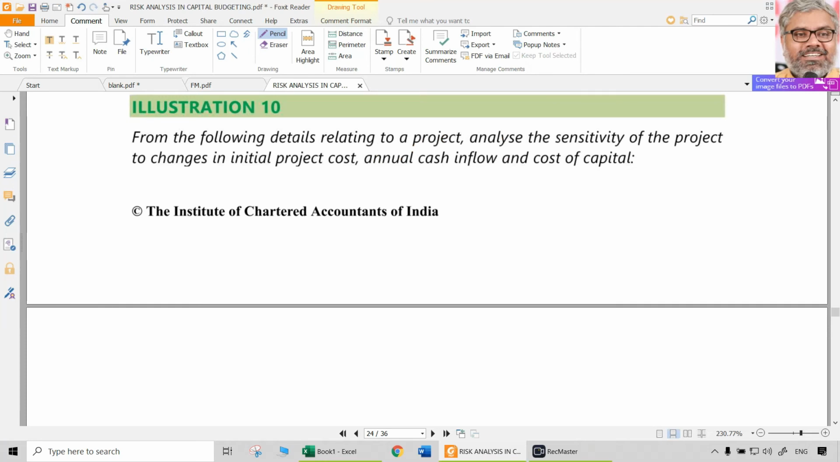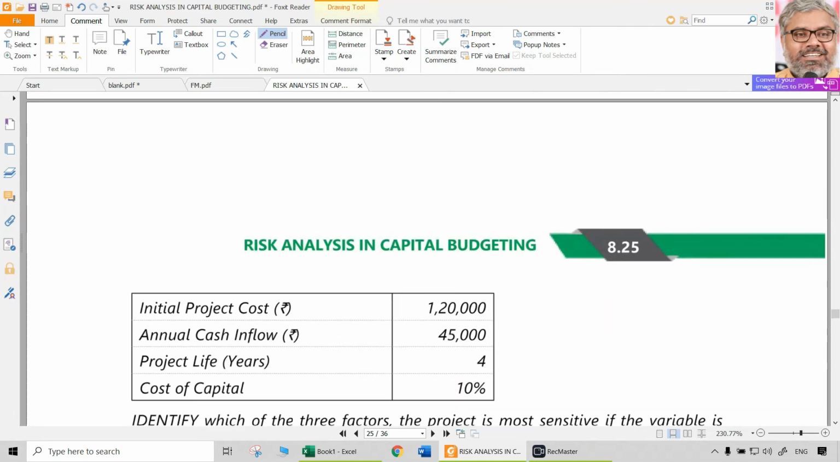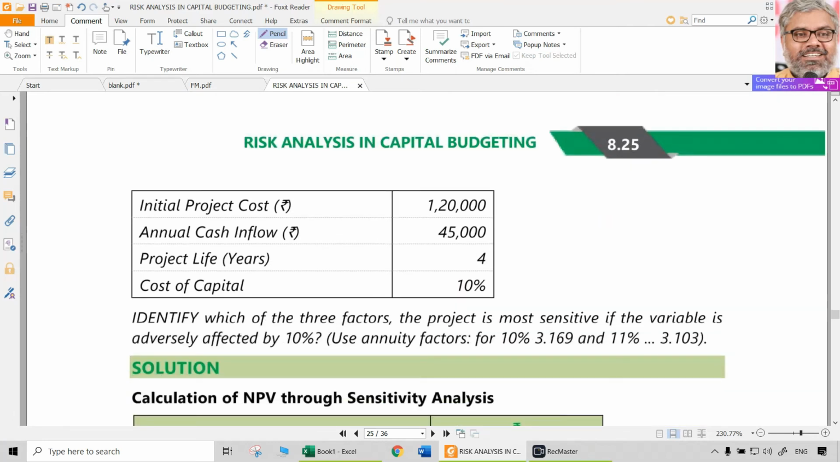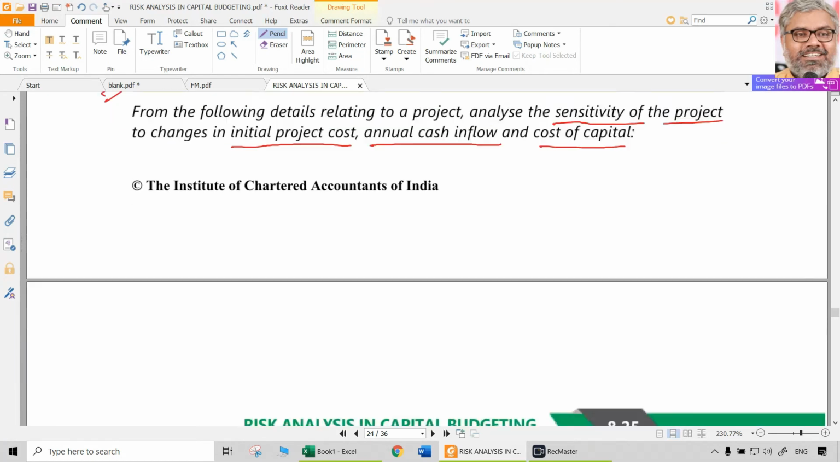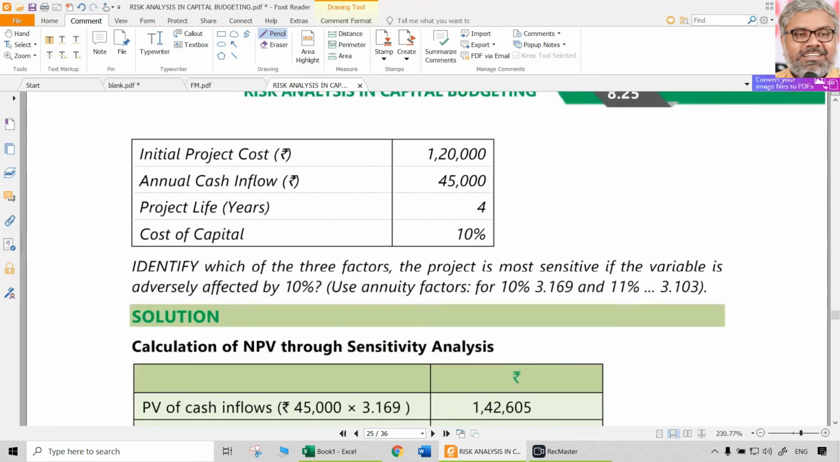Look at this illustration number 10. From the following details related to the project, analyze the sensitivity of the project to changes in only these things. You don't have to worry about which one to be tested. Initial project cost, annual cash inflow, and cost of capital. Only three input things have to be changed, of course, in a bad way. And we have to recalculate NPV and find out the impact of each of these factors on that new NPV. So that is the point here.